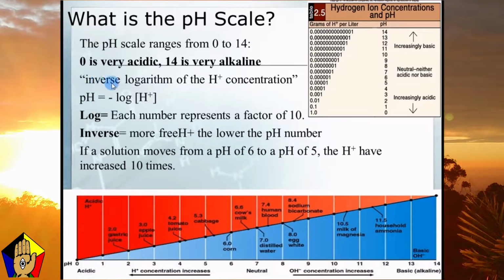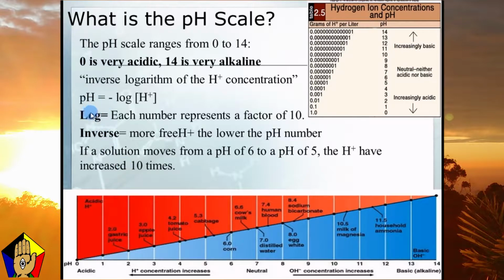First, the inverse. Inverse means that something is opposite. Inverse means that the more acids you have that are free, more of these hydrogens floating around free, the lower the number is. So the higher the free acids, the lower the pH, and vice versa. The less free acids there are, the higher the pH.